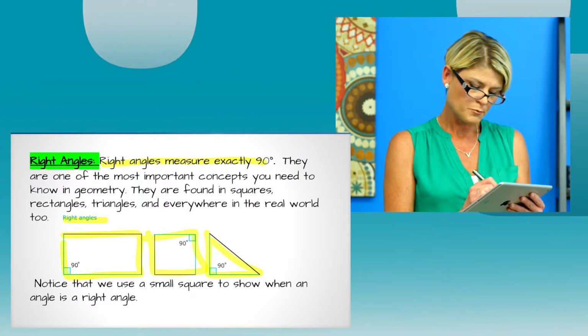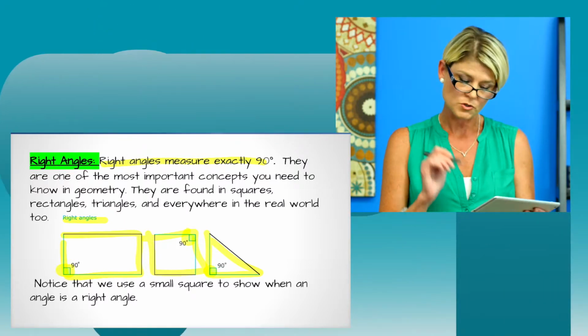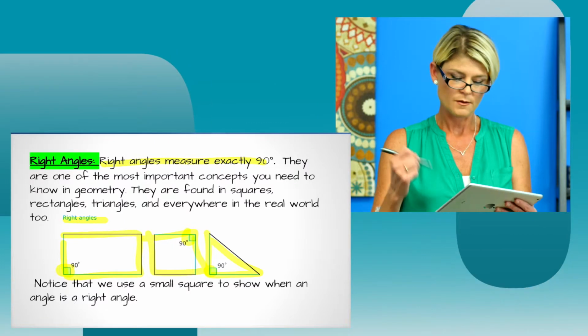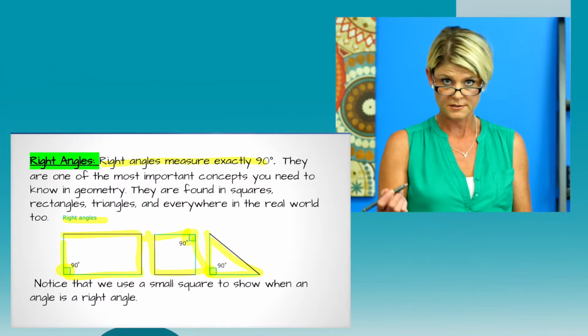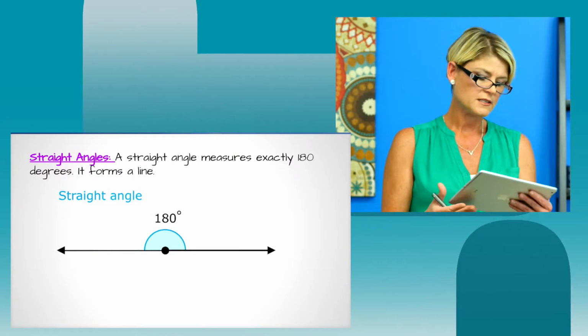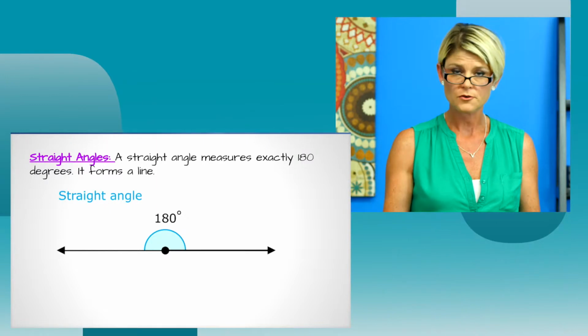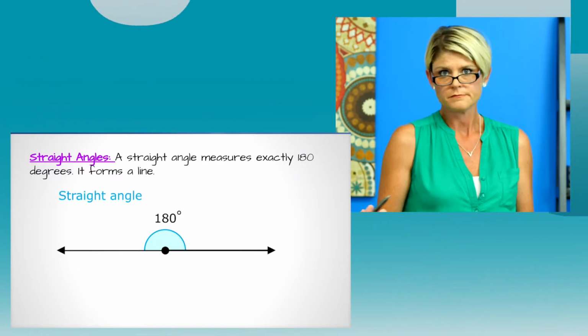Here are some examples of right angles in this rectangle, in this square, and in this triangle. See that little blue box? That's important to note too. When you see that small square, that is indicating to you that the angle is in fact a right angle. And finally, let's talk about straight angles. A straight angle measures exactly 180 degrees and it forms a straight line. That one's pretty simple.